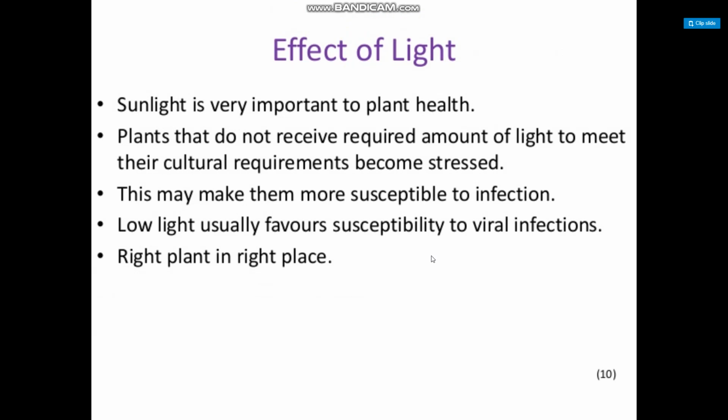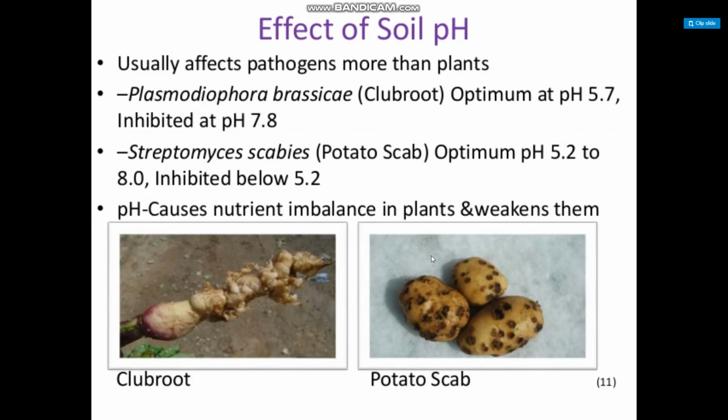The third one is the effect of light. Sunlight is very important to plant health, and a lack of it may make plants more susceptible to infections. Plants that do not receive the required amount of light to meet their cultural requirements become stressed. Low light usually favors susceptibility to viral infections. Right plant in the right place.